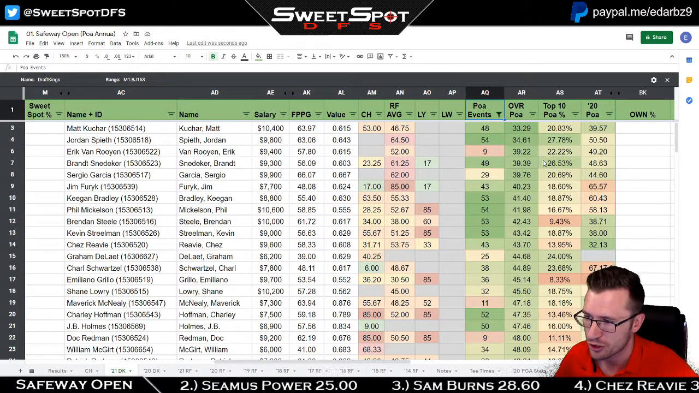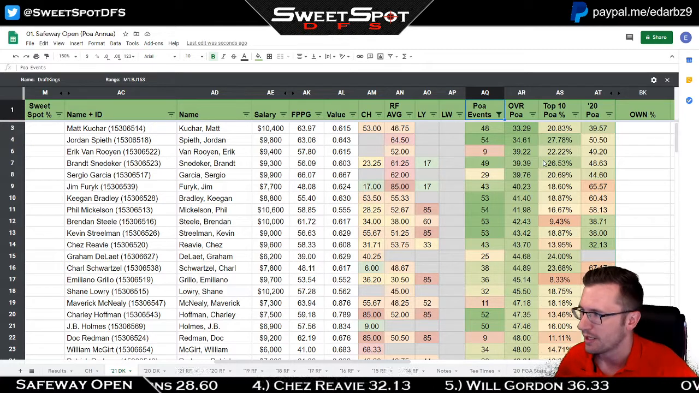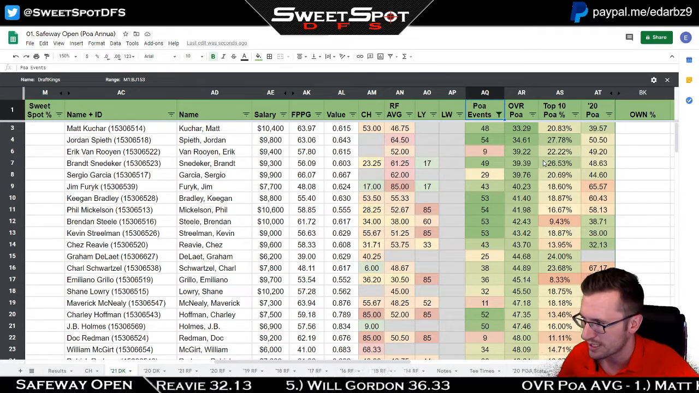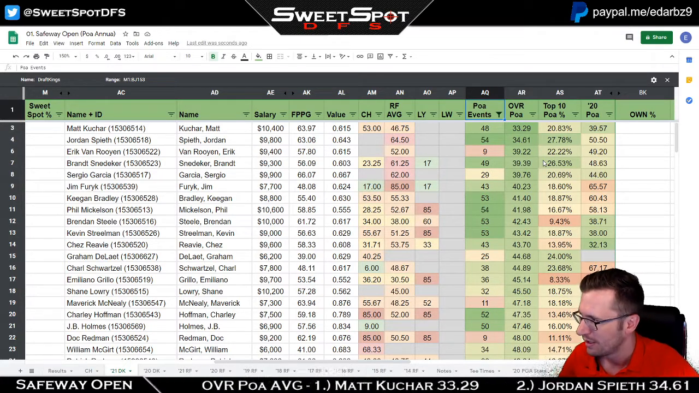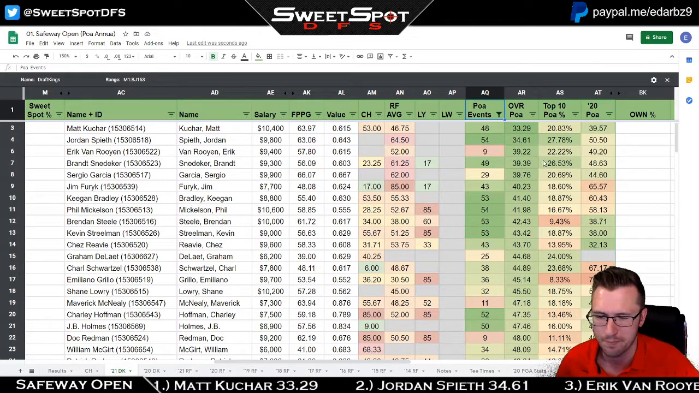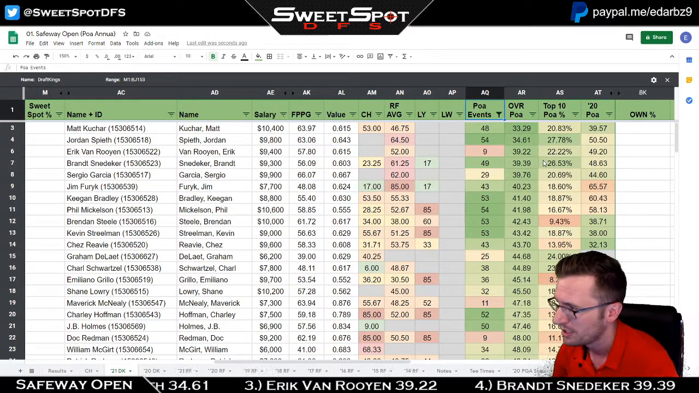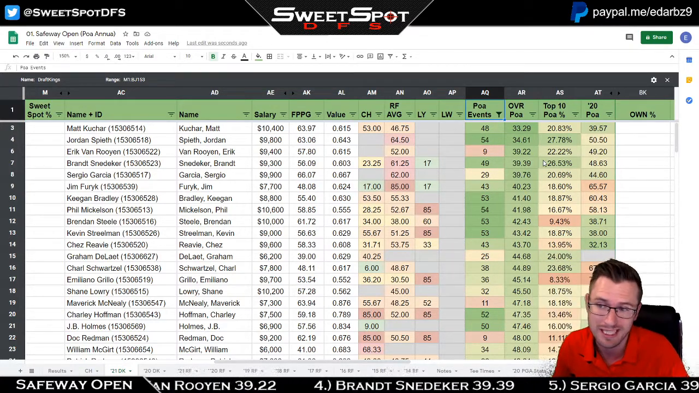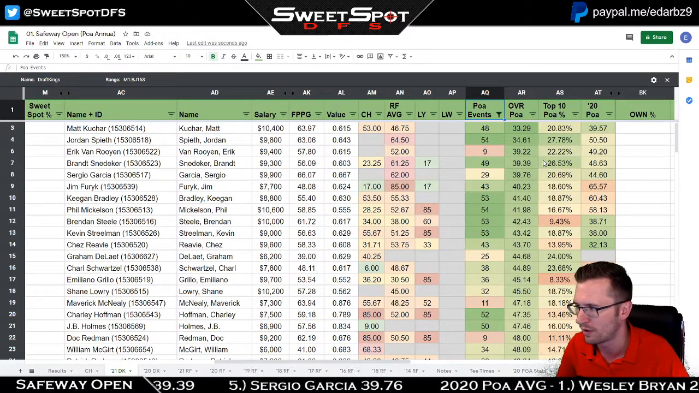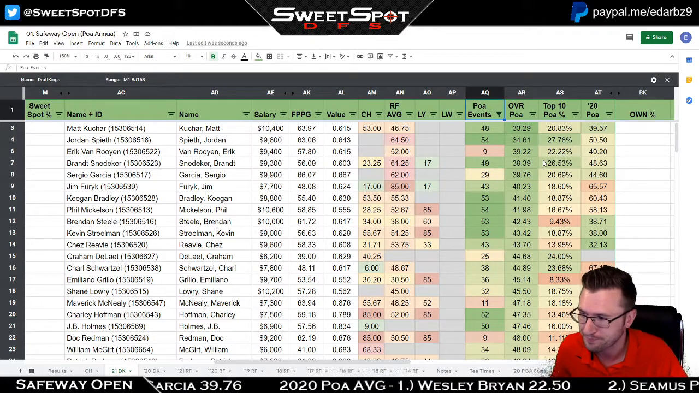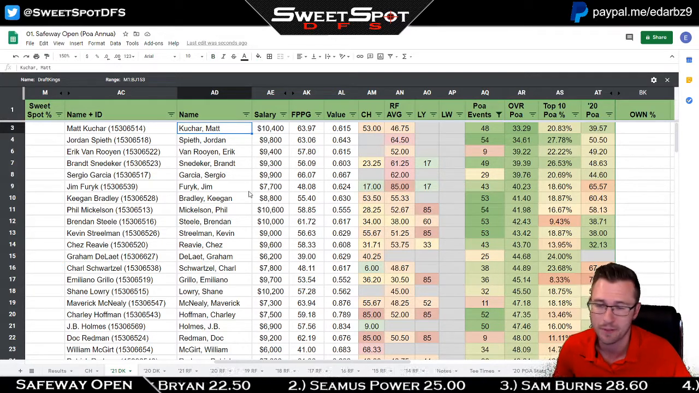So Matt Kuchar is at the top of POA events, followed by Jordan Spieth, Erik van Rooyen, Brandt Snedeker, Sergio Garcia, Jim Furyk, Keegan Bradley, Phil Mickelson, Brendan Steele. It's just a bunch of golfers you've already heard of and can already tell do well at this golf course. Some of them are elite golfers or past elite golfers, like Furyk or Mickelson or Sergio Garcia. So no surprise there.